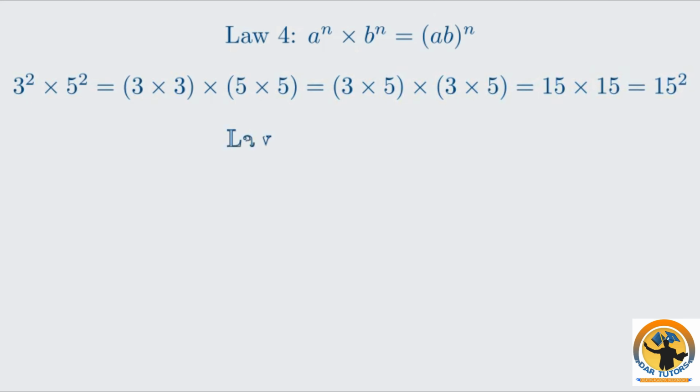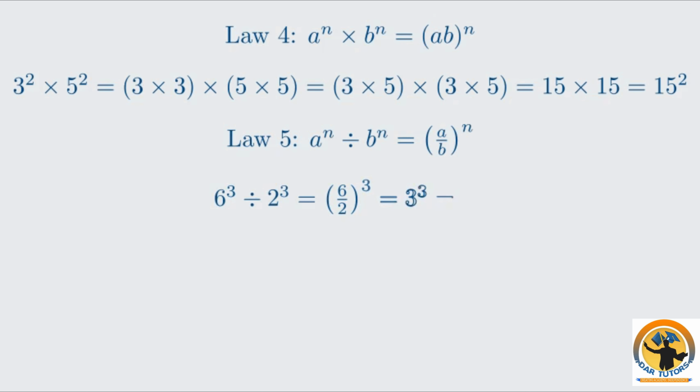The second rule is similar for division. a to the n divided by b to the n is equal to the quotient of the bases, a divided by b, all to the power of n. Let's use this to simplify 6 cubed divided by 2 cubed. We can write this as 6 divided by 2, all cubed. 6 divided by 2 is 3, and 3 cubed is 27. This is much simpler than calculating 6 cubed and 2 cubed separately.